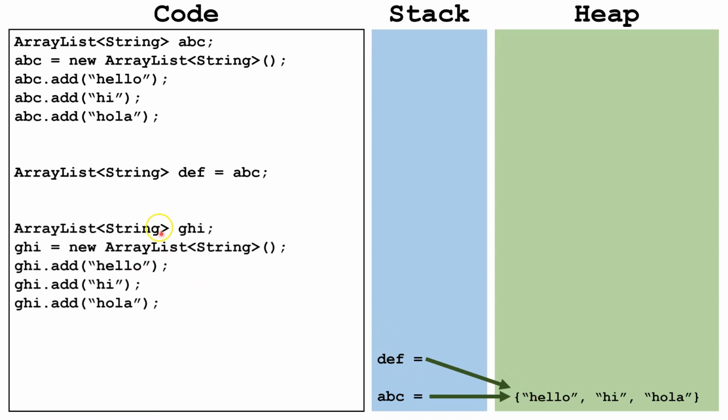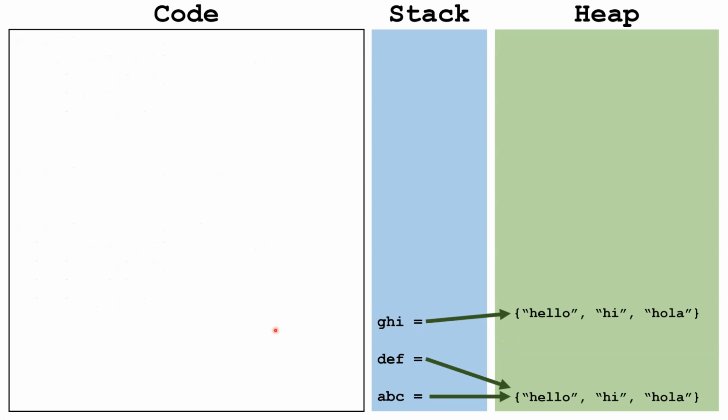Now we're going to declare a new reference variable of type ArrayList, GHI. We'll initialize it with a new ArrayList, and then we'll add the same three objects. So here we can see GHI is pointing at an identical object of DEF and ABC. However, the two objects are in different memory locations on the heap.